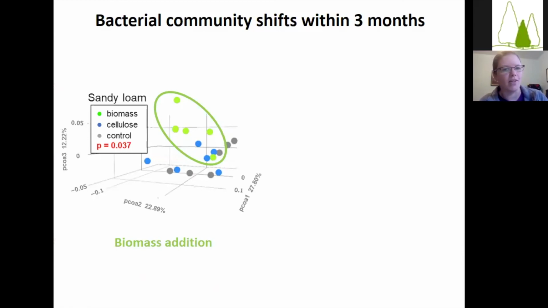So with biomass addition in the sandy soil, what we saw is that the community is actually shifting within 3 months away from what is seen in the control plot where we didn't add anything. And the shift is actually towards these more oligotrophic phyla, particularly Verrucomicrobia. So this is promising. It's happening within 3 months. Whether or not that continues and becomes more and more distinct is something that our next set of sampling will tell us. But it certainly seems interesting that this is happening in 3 months instead of 3 decades.